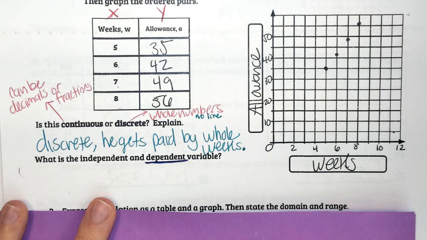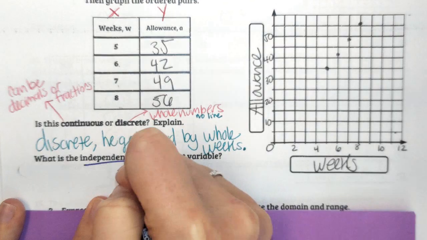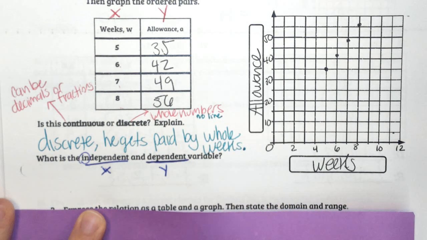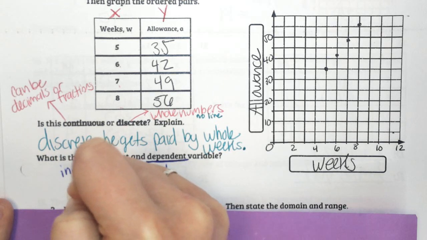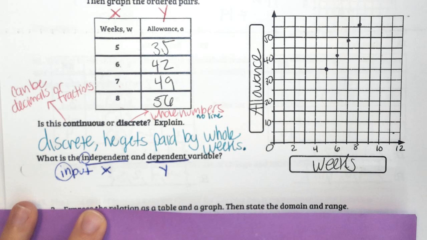So like when you were coming up with yours, if your rate was cost per item or pens per day, your dependent was always your y value, where your independent is your x value. Your independent, that is your input. Remember, I made a big deal about talking about that as we were learning about it. I would write those hints down if I were you. Independent is your input. That's your x value.